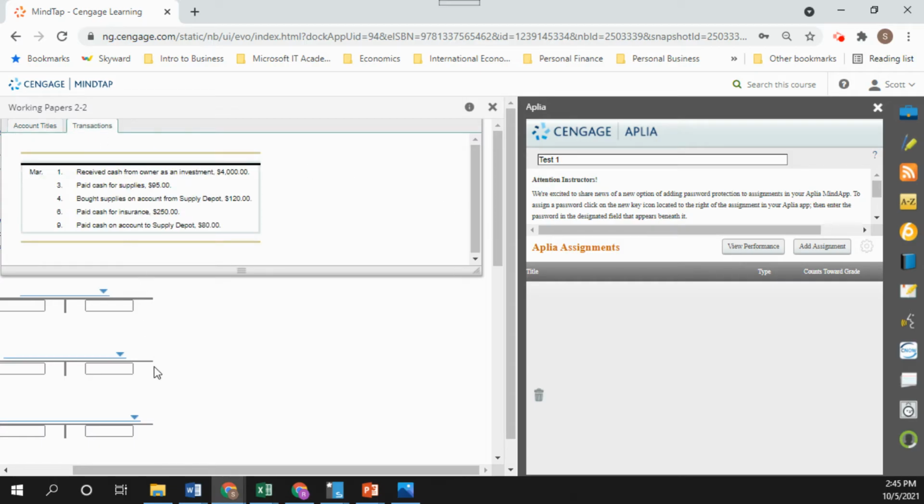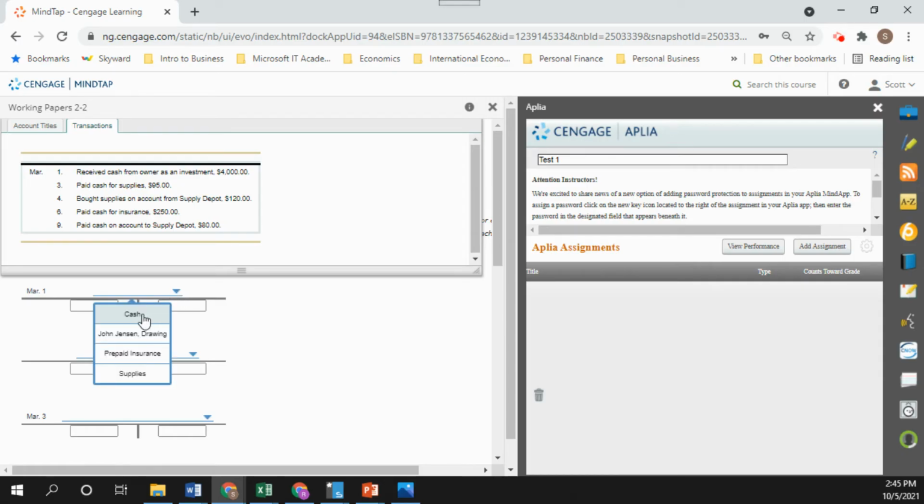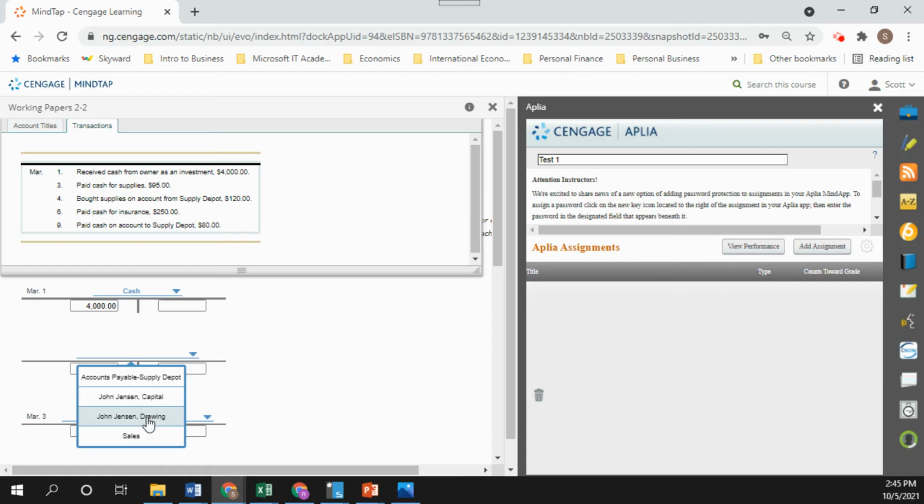Where are my transactions? Transaction 1, receive cash from owner as an investment. On March 1st, I've got cash for $4,000. And that's on the debit side or the left side, increasing an asset. And I've got John Jensen, drawing. That's a lie. John Jensen, capital. Drawing is when we pull money out. Capital is when we invest money in. So he's putting $4,000 in as an investment.